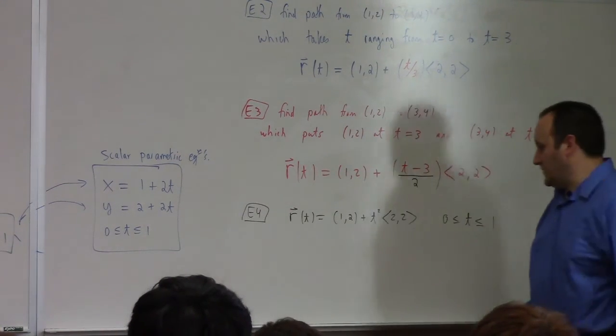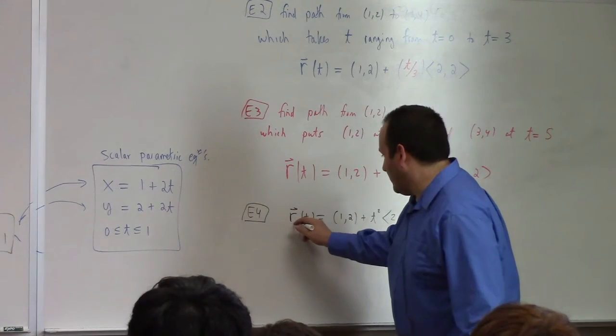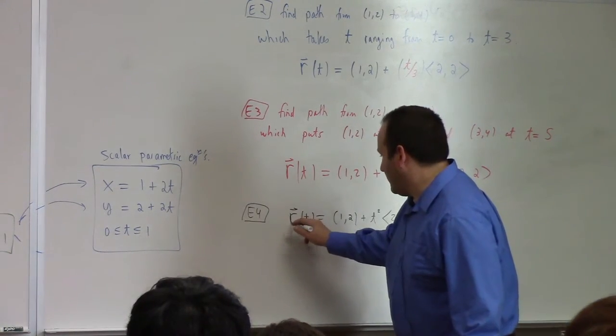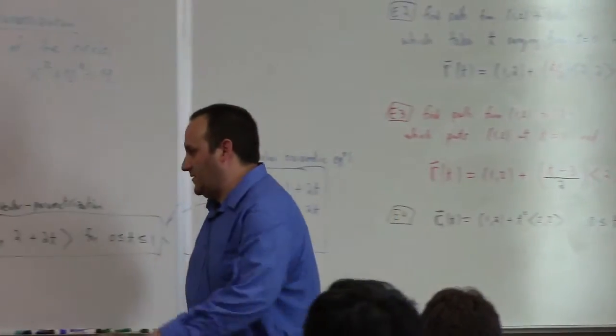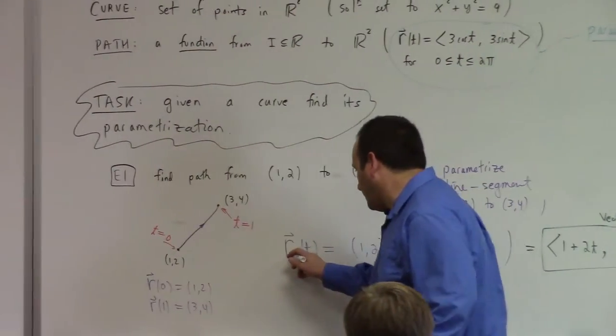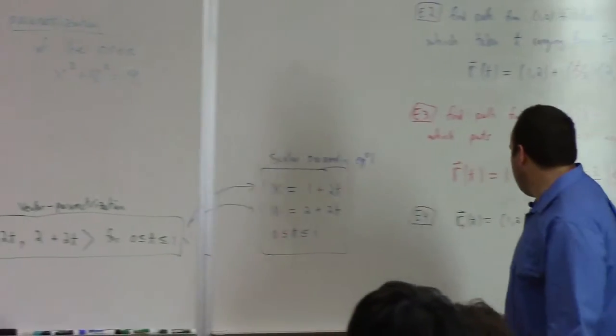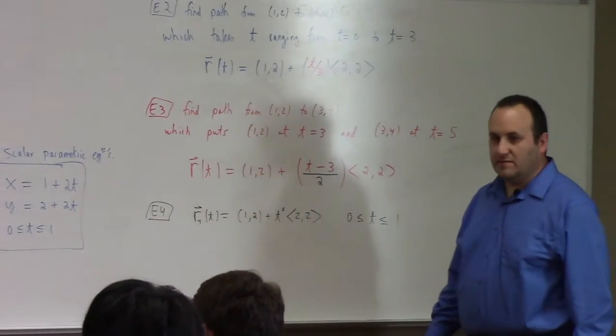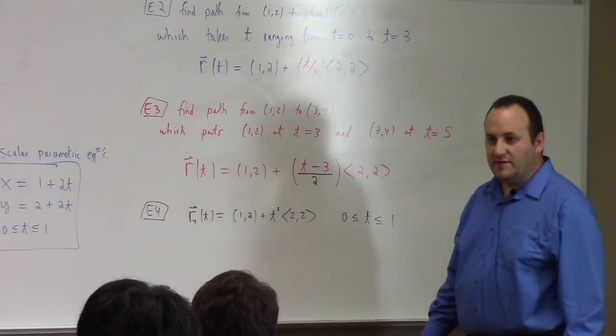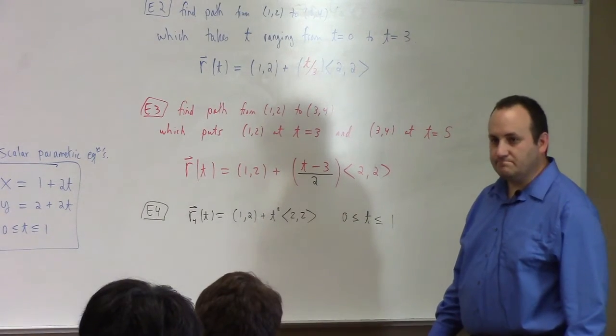Let me call this example R4, versus this one that we did to start with. Let me call this R1. Okay, I'd like to compare them. Does this also give you a parameterization that goes between the 2 points and is on the line segment?